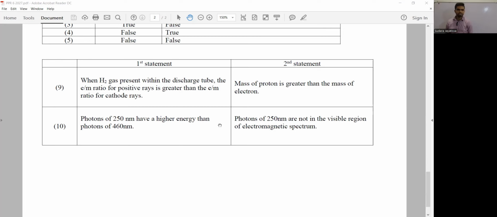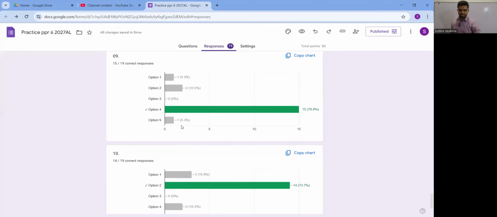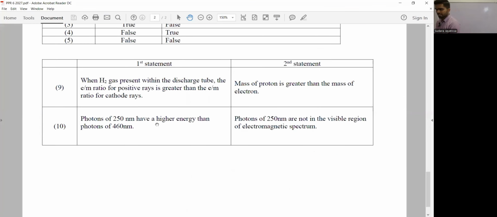Right. What about question number 9? Let's see your answers. Question number 9. Yeah, okay, very good. Majority of you got the answer. Very good. When hydrogen gas is present in the discharge tube, the e/m ratio for the positive rays is greater than the e/m ratio of the cathode rays.